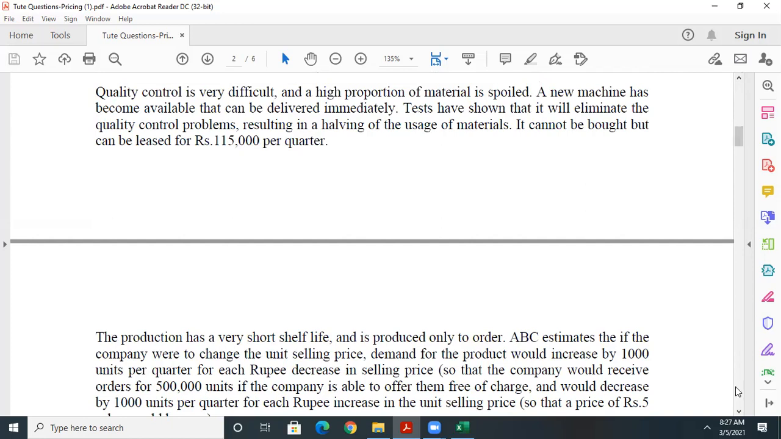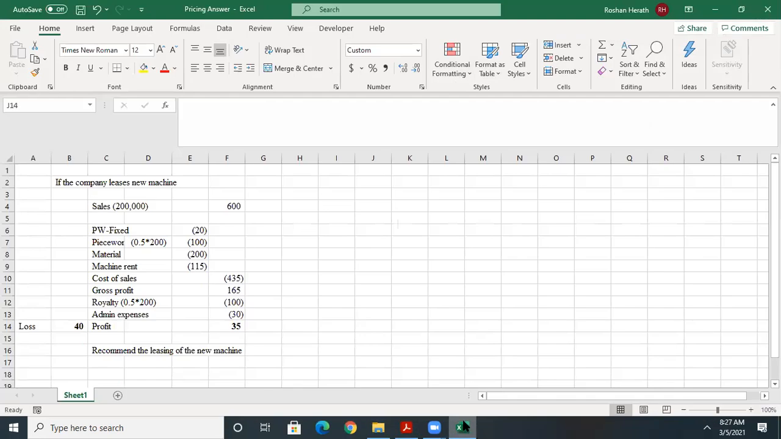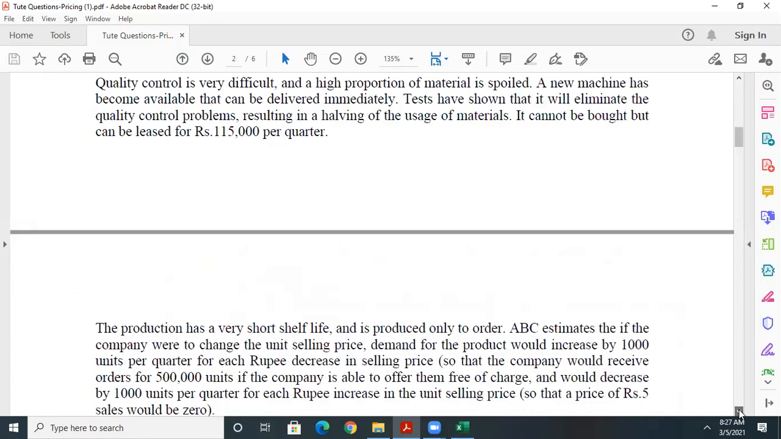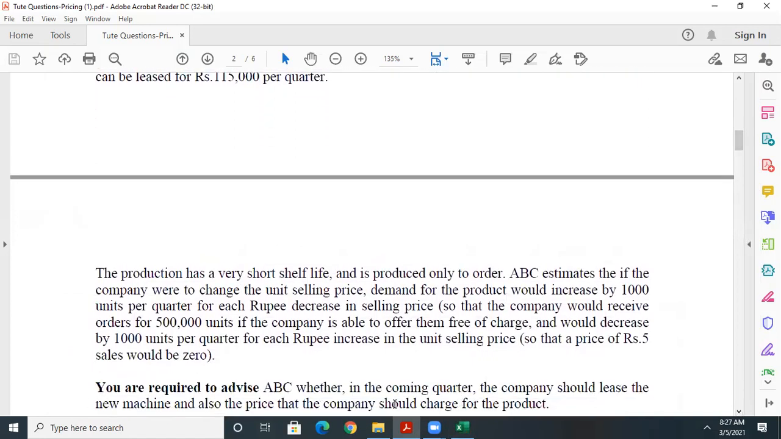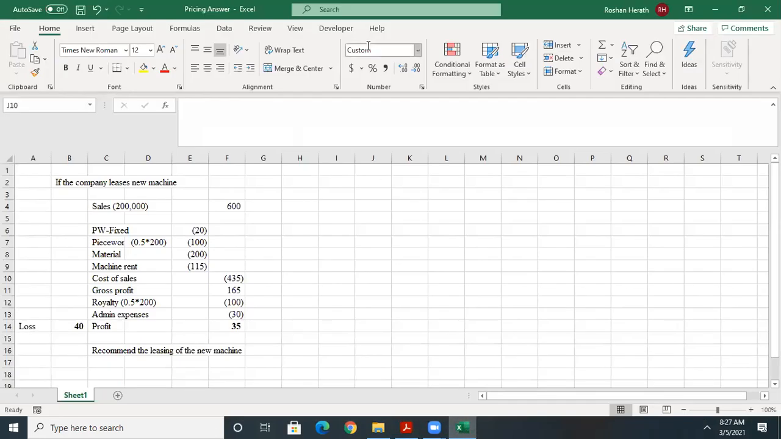You can see the situation. So what they may be asking is the price that they should charge in order to maximize the profit, because that is the ultimate purpose of an organization, right? The price to be charged in order to maximize the profit.